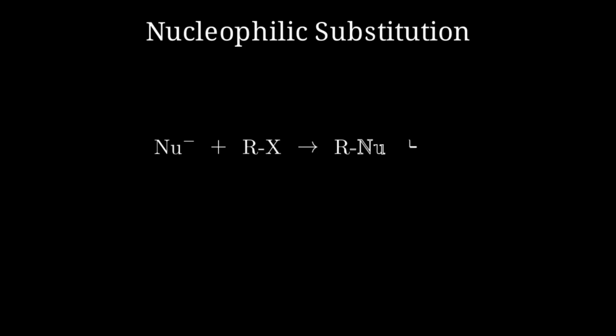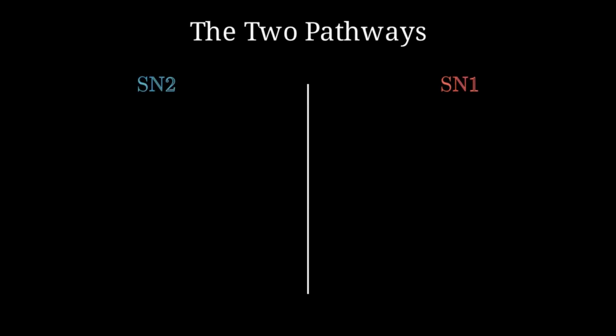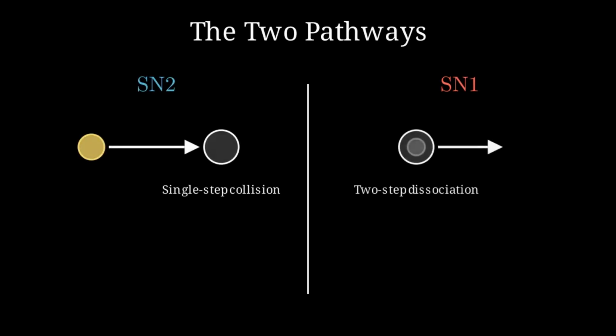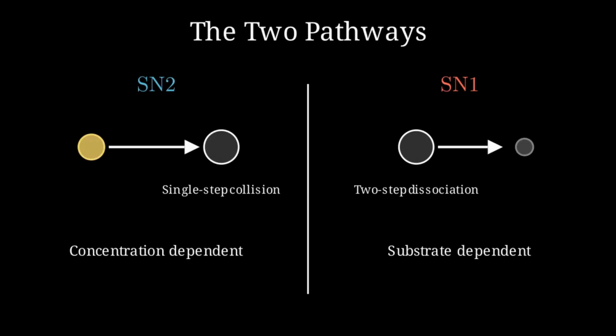In organic chemistry, nucleophilic substitution is a fundamental reaction where an electron-rich species, called a nucleophile, replaces a leaving group on a carbon atom. Understanding how this happens allows us to predict the products of countless chemical syntheses. There are two primary pathways for this reaction, SN1 and SN2. The S stands for substitution, N for nucleophilic, and the number represents the molecularity of the rate-determining step. Let's dive into the mechanics of each process.